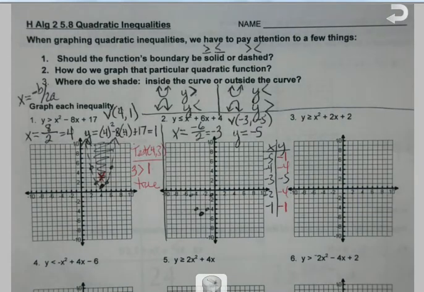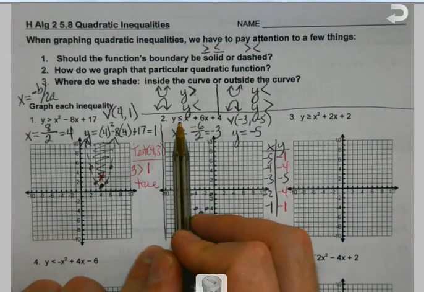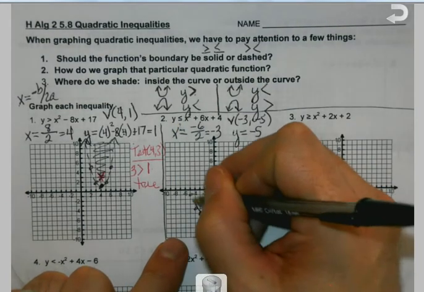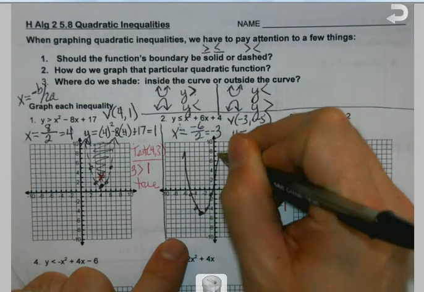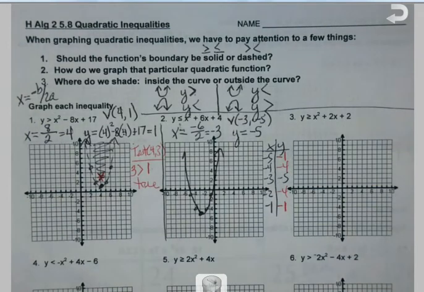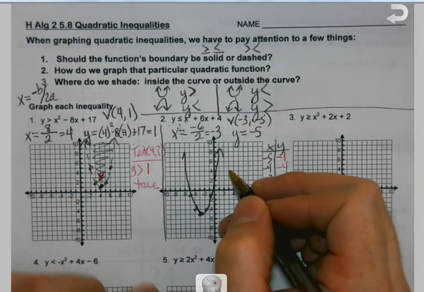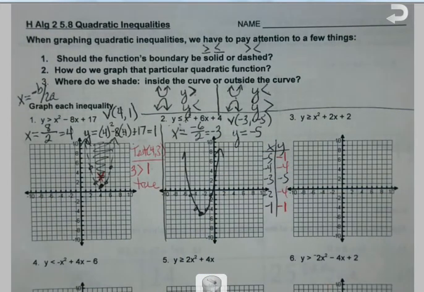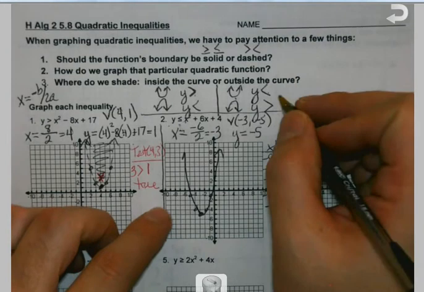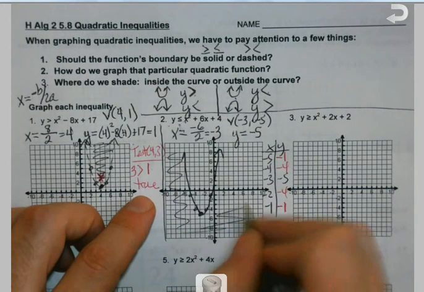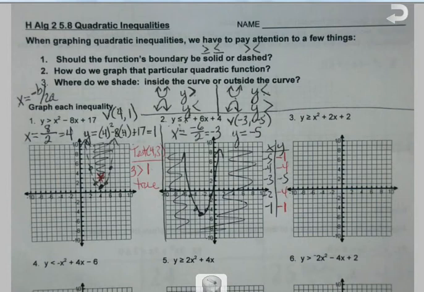So let's see here. What do we know? Looks like solid, because we have the or equal to. So we'll get that drawn in. And then again, if I'm feeling comfortable enough with it, when it opens up, but y is less than, what did I just do? Oh no, silly me, outside the curve. Because again, when y is less than, we're outside when it's up. When it's less than, we're inside. So everything bases on my arrow.